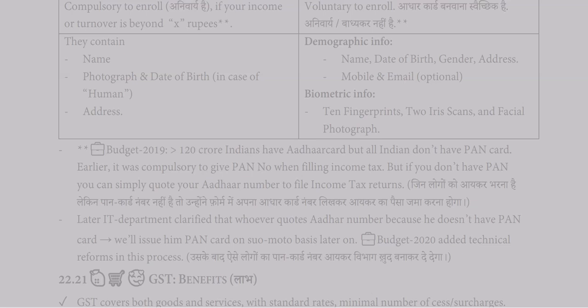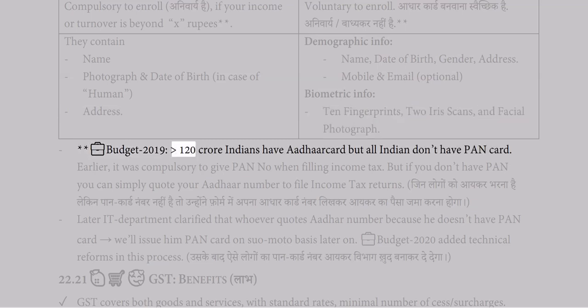PAN and GSTIN are compulsory to enroll if your income or turnover is beyond X rupees. Aadhaar is voluntary to enroll. PAN contains name, photograph and date of birth in the case of humans, and address. Aadhaar contains demographic info: name, date of birth, gender, address, with mobile and email optional, and biometric info: 10 fingerprints, 2 iris scans, and a facial photograph.